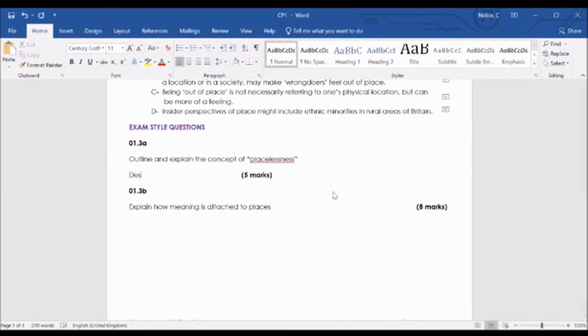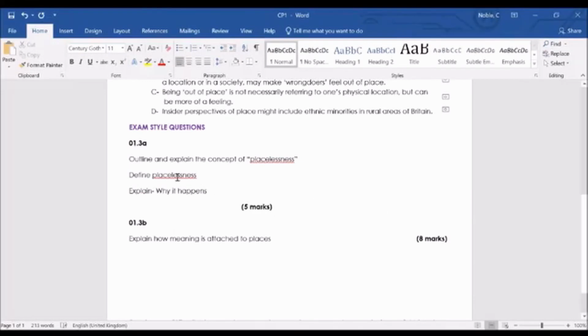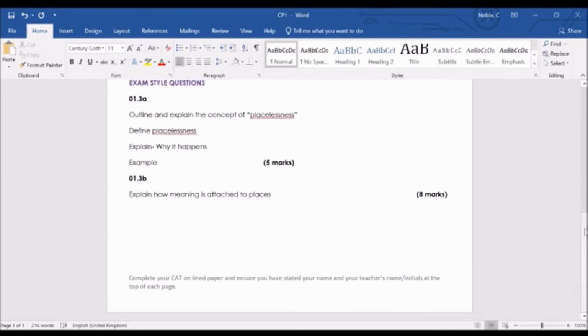So in this question, you're going to make sure you define what placelessness is. Secondly, you're going to make sure that you explain why it happens. And also think about the link there between placelessness and globalization, for example. And then if you can, give an example of somewhere that could be described as being placeless.